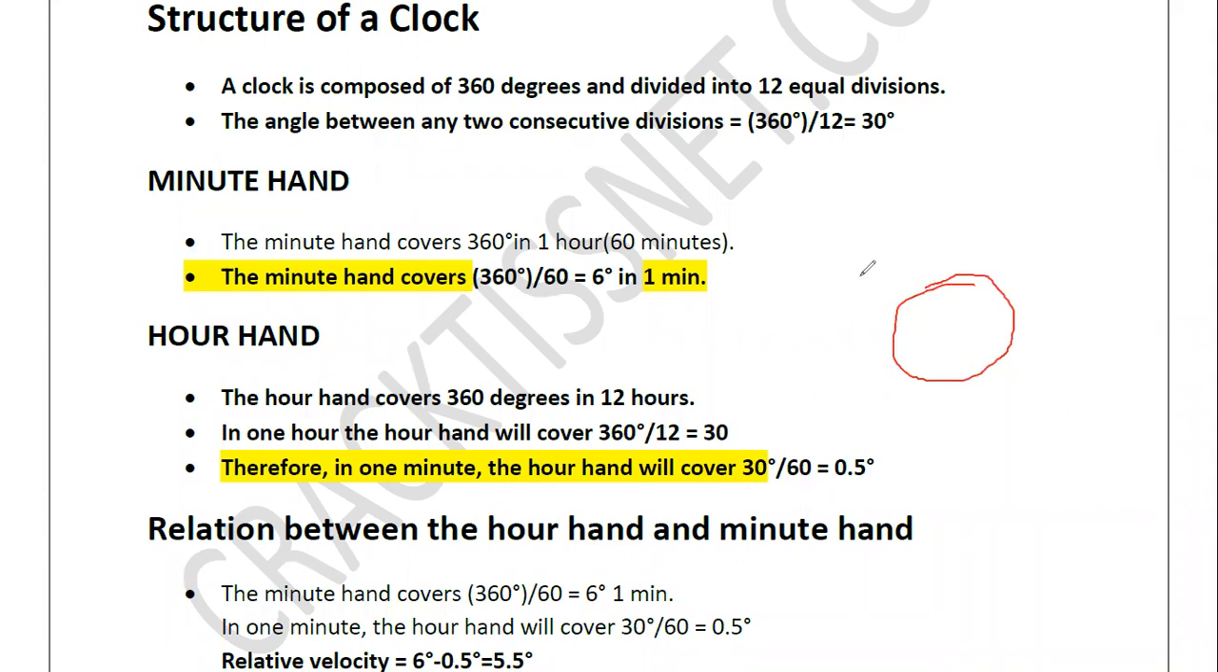So this is the clock. Ignore my drawing skills, please. This is the 360 degrees, right? In 12 hours, the hour hand will cover 360 degrees. So in 1 hour, that is equal to 60 minutes, the hour hand will cover 360 by 12, that is 30 degrees. Therefore in 1 minute, the hour hand will cover 30 degrees by 60, as 1 hour is equal to 60 minutes. So it will cover half a degree per minute.